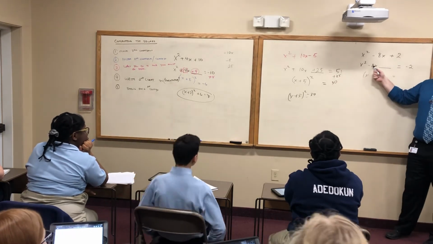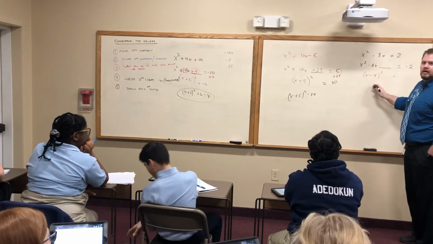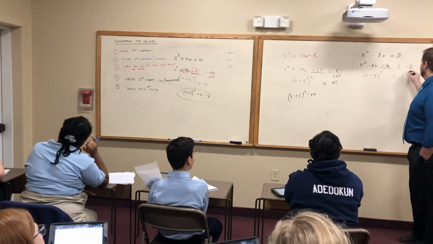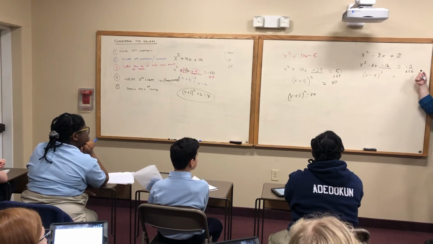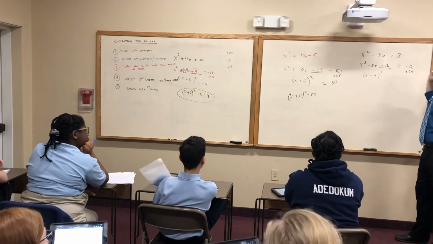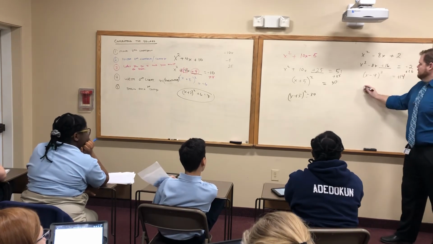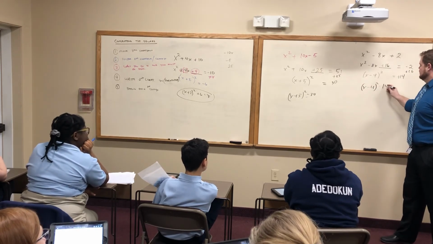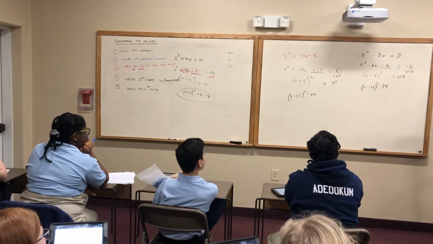So negative 8 divided by 2 is? Negative 4. Negative 4 squared is? Positive 16. So what I do to one side, I must do to the other. So now I'm done. Negative 2 plus 16 is going to give me a positive what? 14. And now I move it back over. x minus 4 squared minus 14. Everybody follow? Any questions?